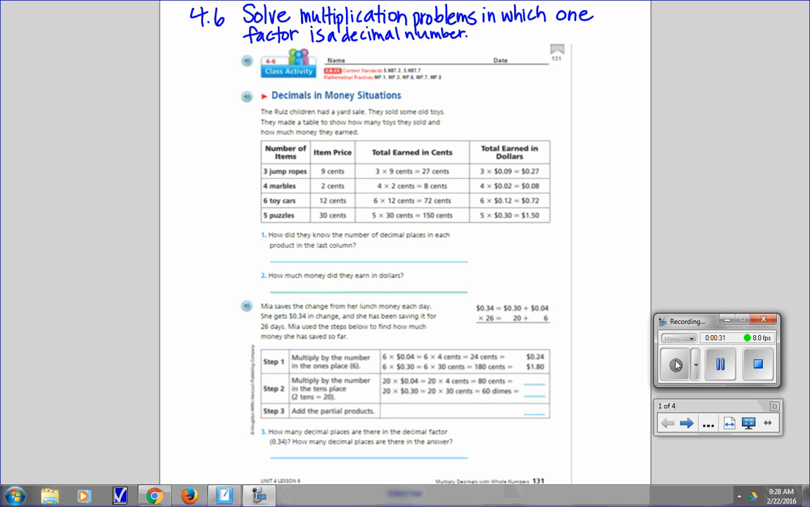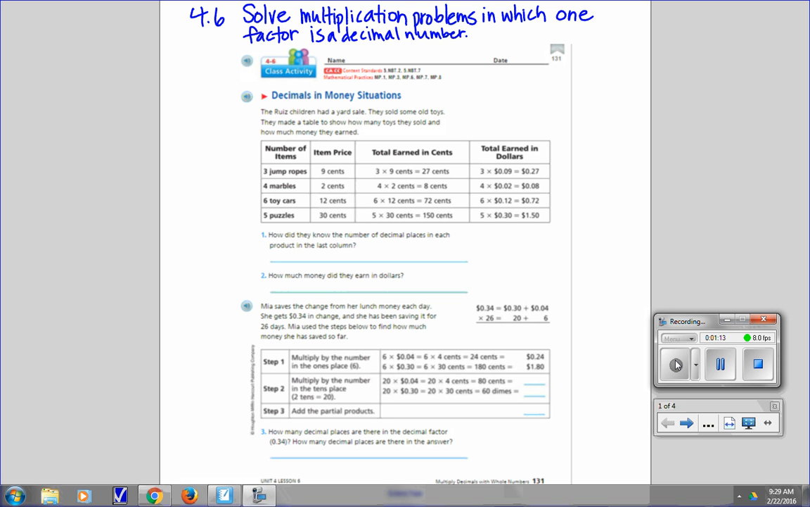I'm going to use a lot of money examples off the get-go so you can see how this translates to money. Because remember that decimals are part of the whole. It doesn't have the fraction line, but it is a piece of the whole, just like 1 penny is part of what? The dollar, right? So, in the first example here, the Ruiz children had a yard sale. They sold some old toys. They made a table to show how many toys they sold and how much money they earned.